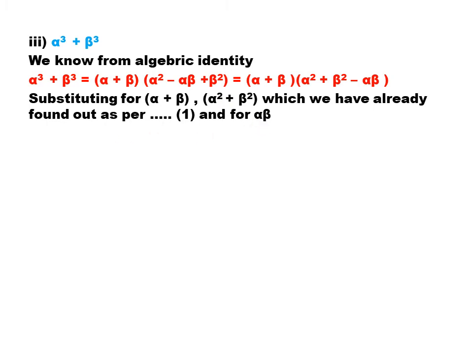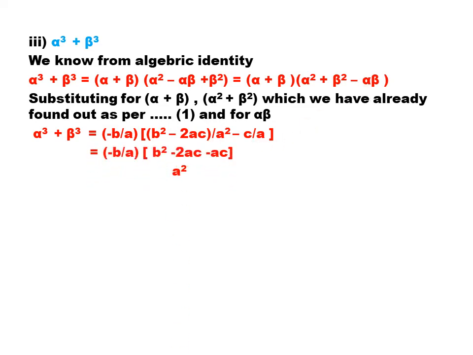So alpha cube plus beta cube is equal to, for alpha plus beta we substitute minus b by a, into alpha square plus beta square we put b square minus 2ac by a square, minus alpha beta we put c by a. So this is equal to minus b by a into, here a square will become LCM, so we get b square minus 2ac minus ac, and this a and a square will become a cube.